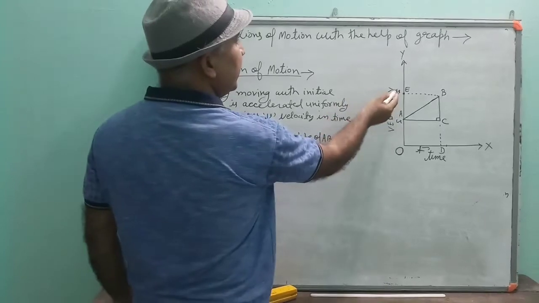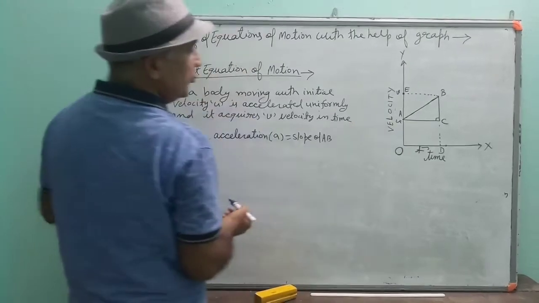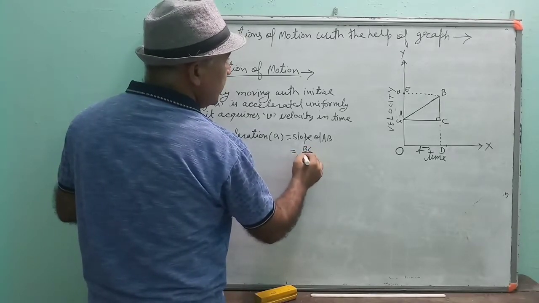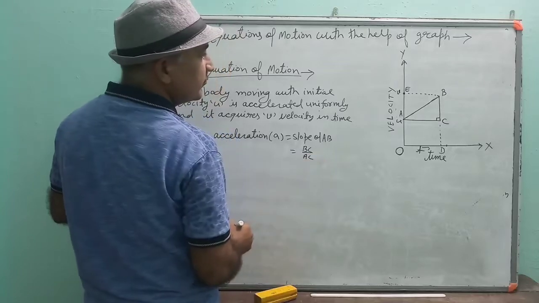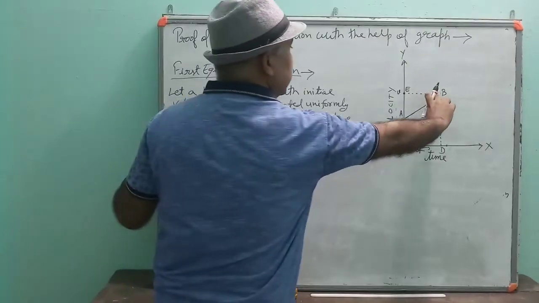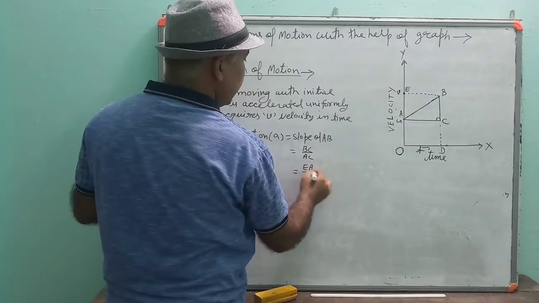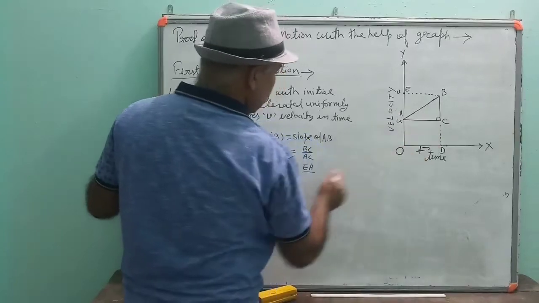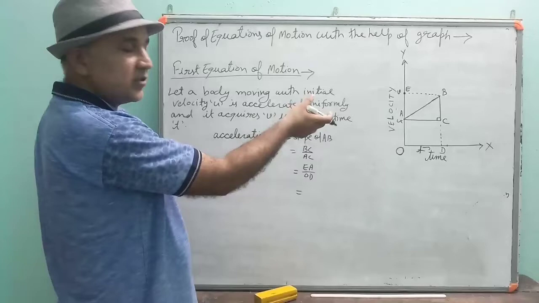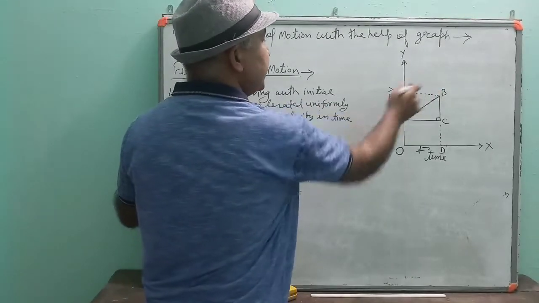At the point E the final velocity is v, at the point A the initial velocity is u. Slope of AB will be equal to BC upon AC. Now how to find BC? You can see that this BC will be equal to EA and that AC will be equal to OD. It will be easy to find the values, that is why I am taking. Otherwise you can put the value of BC directly.